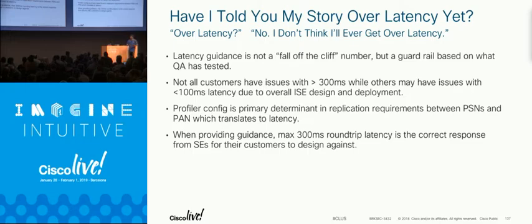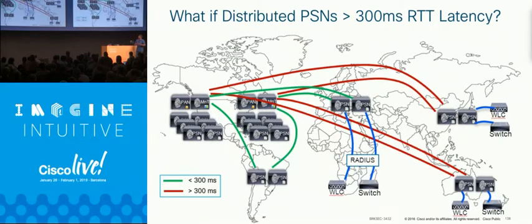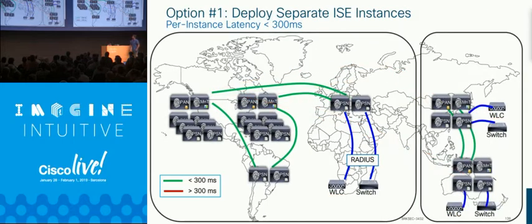So what if you don't have that? What if you have more than 300 milliseconds? What are the things we can do? Let's talk about that. So there are a couple of designs that you can do. For example, you can pretty much deploy a separate ISE deployment. Some of the customers do that. For example, one ISE deployment covering half of the world and another ISE deployment covering the rest of the world, right? So in this case, you won't ever get over 300 milliseconds anytime. You'll stay within that limit.